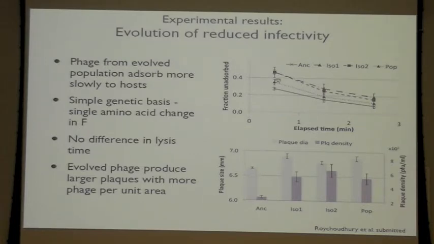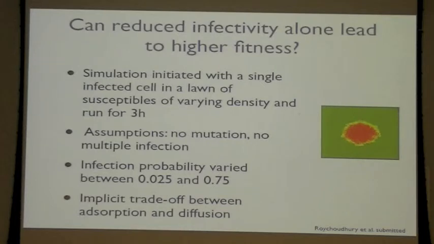And so when we went to measure spatial measures of fitness, we found that plaques produced by these mutants were larger and also contained more phage per unit area. So that was pretty interesting. So we wanted to know, can this seemingly worse pathogen, with reduced infectivity, achieve higher fitness? To explore this, we used the model and initiated simulations with a single infected cell to produce a plaque.